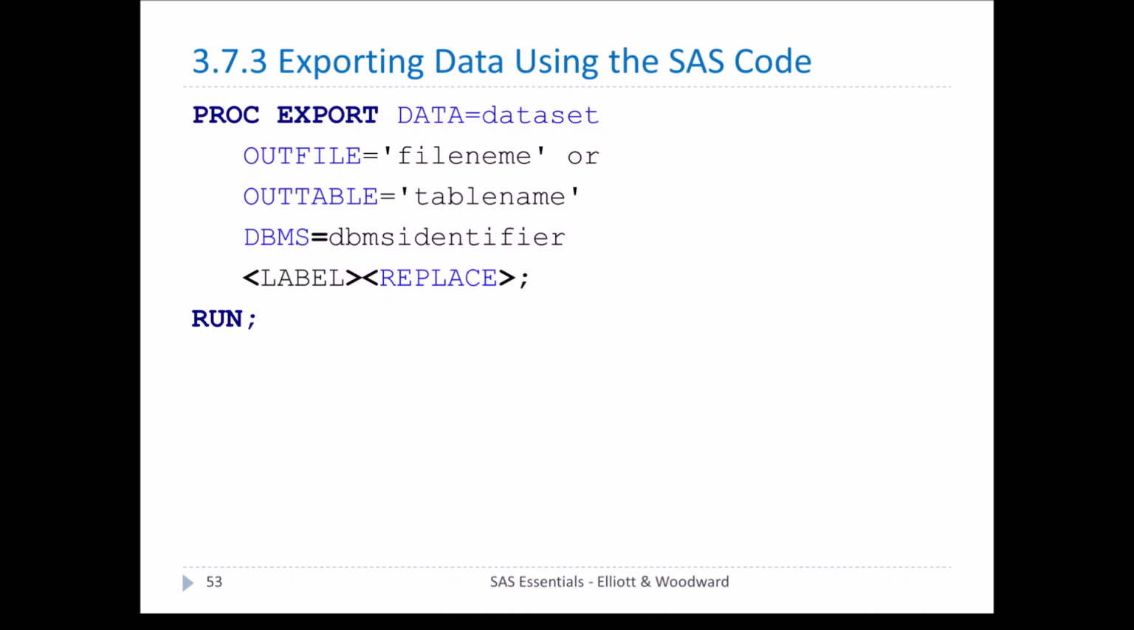Now, we imported data, but what about exporting data? We can export data using SAS code also. In this case, it's proc export. And just briefly walking through this, we see that the data set is the data set we're reading in. Out file is the data set we're going to output, or we might call it out table. And DBMS, again, is the DBMS identifier. Typically, we use the label or replace option, and we'll describe those a little later.